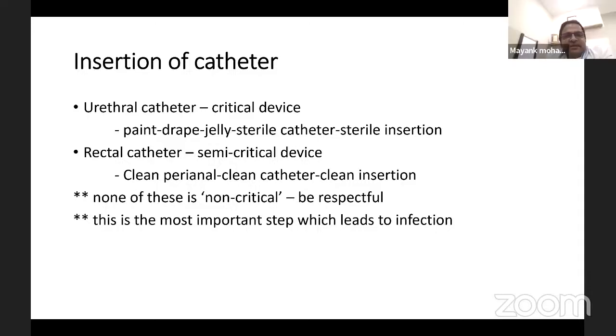A rectal catheter is also a semi-critical device. It has to be clean. It may not be sterile, but it has to be clean. You don't want to put the previous patient's shit into the next patient. So remember, none of this is non-critical. We have to be respectful. And this is the most important step where infection is there after the urodynamic study.